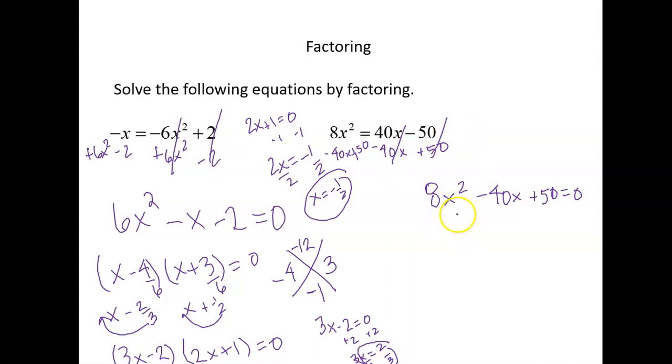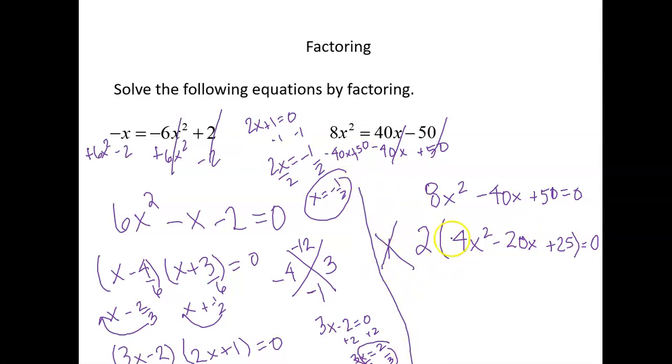So I'm going to first look for a common factor. I think the largest common factor for 8, 40, and 50 is actually 2. So I'll bring out a 2. That will leave me 4x squared minus 20x plus 25 equals 0. Now I'll x factor. So A is 4 and C is 25.